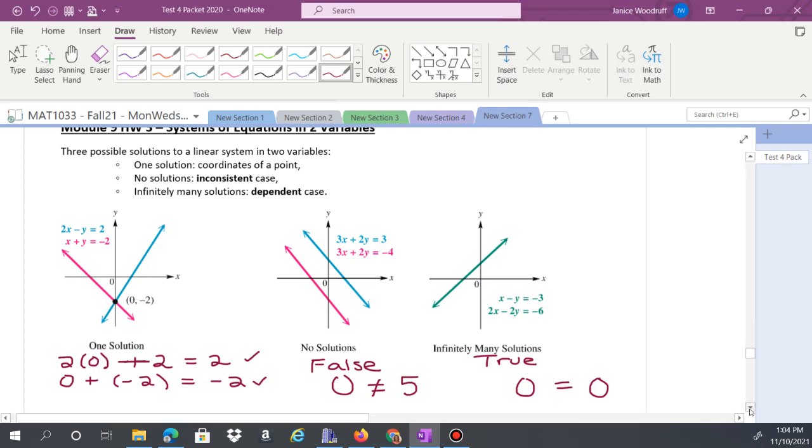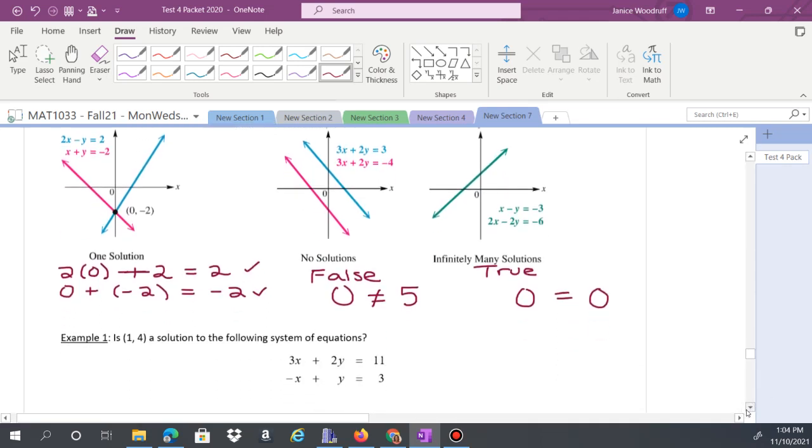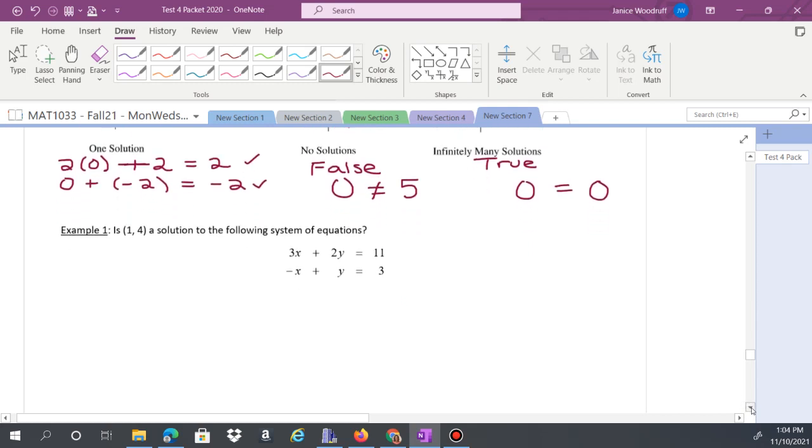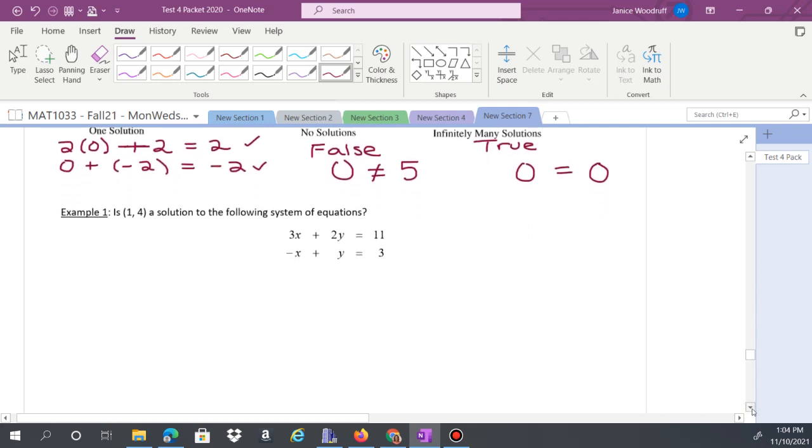So before we start solving those, first thing we'll do is we're just going to check to see if we have the correct solution here. So that's one thing we'll do. So for example, you have, is (1, 4) a solution to the following system of equations? You're just plugging 1 and 4 in for x and y, and it has to be true for both equations. Okay, so you're going to go x equals 1, y equals 4. So you're just plugging these values in.